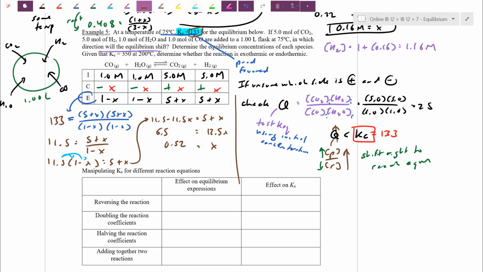Did they actually want x? In this case, determine the equilibrium concentration of each species. We actually need to do this here. But again, that's just x. The equilibrium concentrations are still either 1 minus x or 5 plus x here.